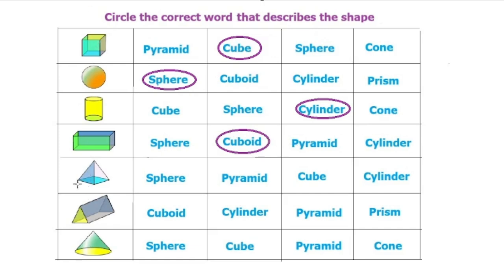This looks like a pyramid, just like the pyramids you see in Egypt. So that's a pyramid. This is a prism because it's triangular in shape. And then this is a cone, kind of like an ice cream cone, but upside down. So those are the matching words that describe the shape.